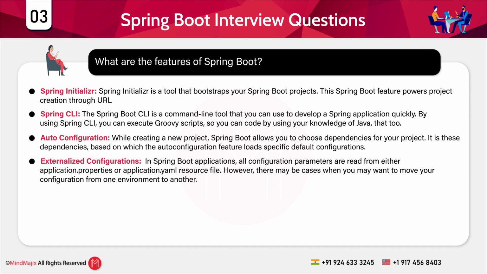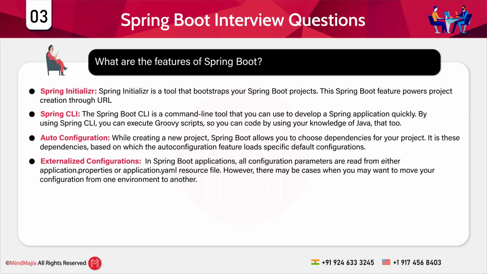And one more feature is externalized configuration. If you want to provide some configuration information, for example if you are working on a Spring Boot MVC application where you created some view pages with the help of JSP, then you need to specify the prefix and the suffix. Generally, we represent that prefix and suffix information in the Spring configuration file as view resolver configurations. But when it comes to Spring Boot, all configuration parameters are read from either application.properties or application.yaml. These are the two files actually.